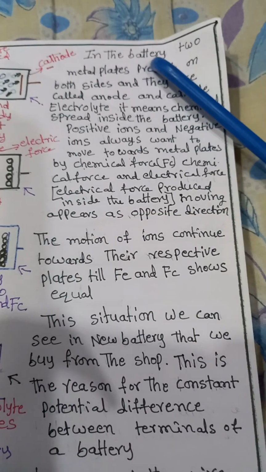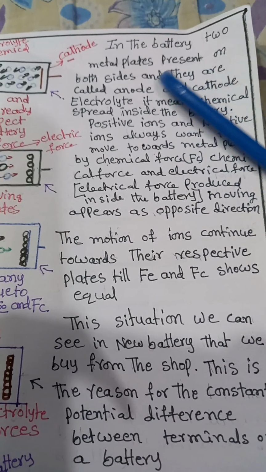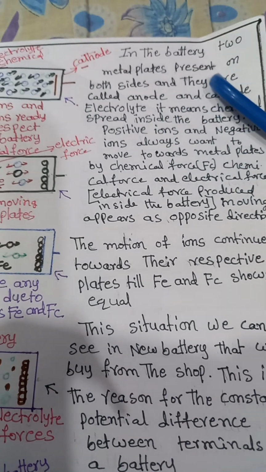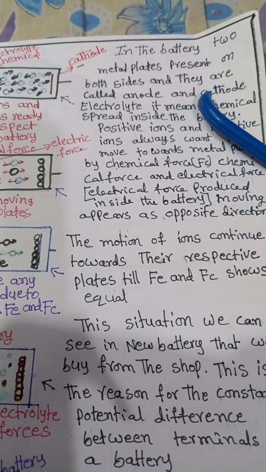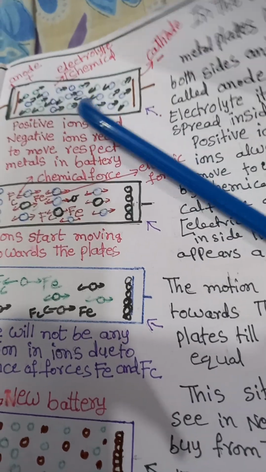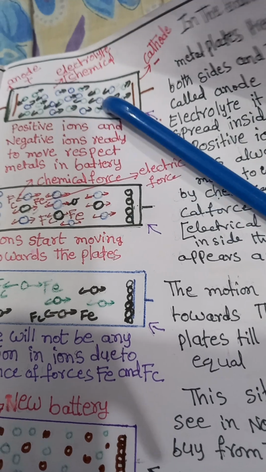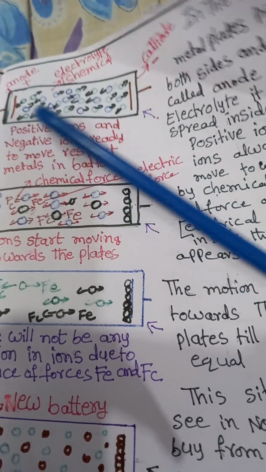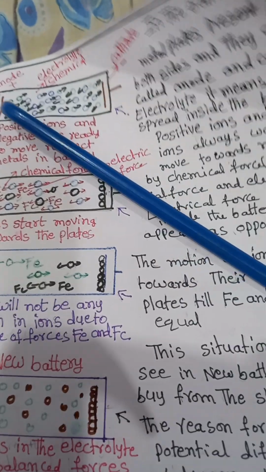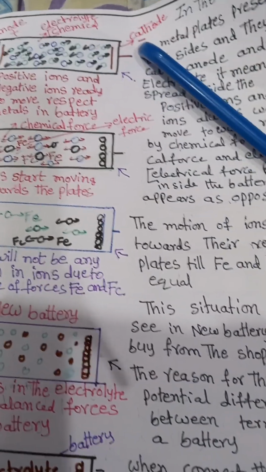In the battery, two metal plates are present on both sides, and they are called the anode and the cathode. So in the first diagram we can see the diagram of a battery. Inside the battery, on both sides, we can see the metal plates. One is the anode and the second one is the cathode.